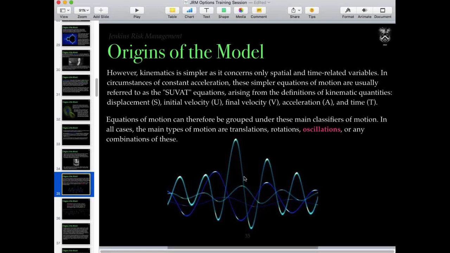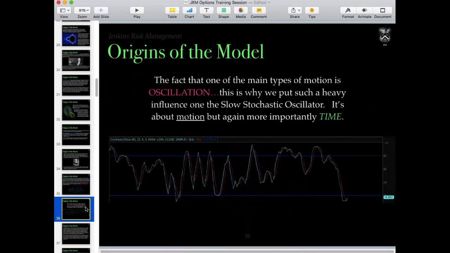So here we can see some different rhythms or different cycles, right? Sometimes they all line up. Sometimes they're interfering with each other. So I like to use the slow stochastic. It's a simple indicator that's been around a long time.